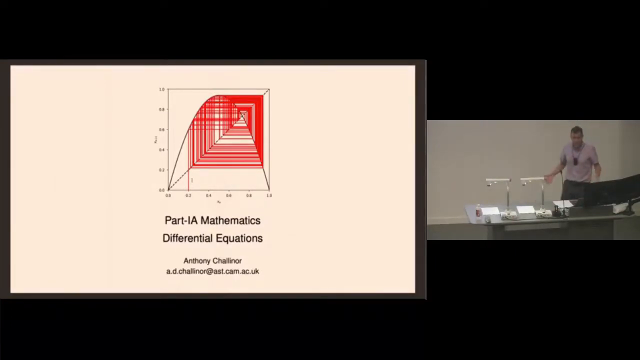Okay, so I should just introduce myself. My name's Anthony Challinor. I'm a professor in the Department of Applied Maths and Theoretical Physics, and also jointly with the Institute of Astronomy. And my research interests are basically in cosmology. So cosmologists try and understand the large-scale properties of our universe.